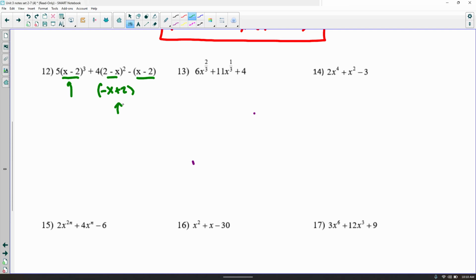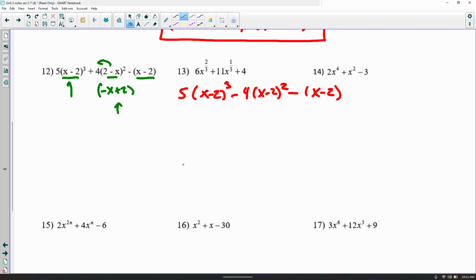Yeah, I can fix that. I can pull a negative out of this right here. If I throw a negative out of that, that will rewrite that as an x - 2. So I could rewrite this as 5(x - 2) to the 3rd power minus 4 times (x - 2) squared minus (x - 2). Okay.